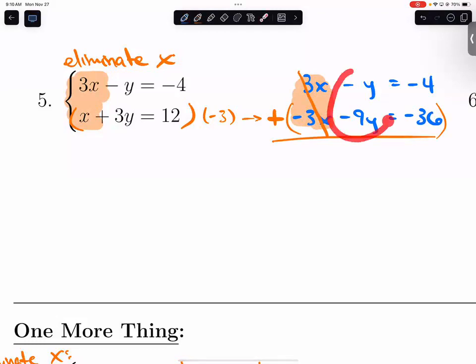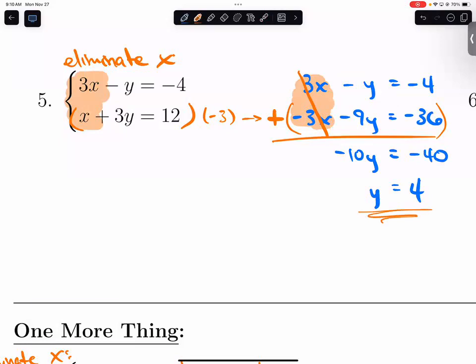So -y plus -9y, -10, yep. And -4 plus -36 would be -40. So y is 4. Everybody good with that? Okay, even if you did it another way, you got there? Yeah, definitely not saying this is the only way to do it. This is a way to do it.